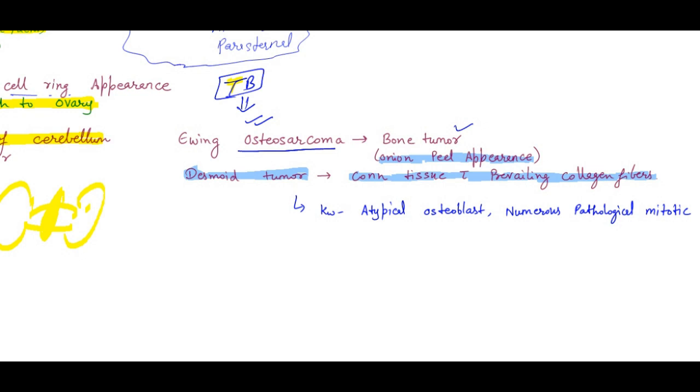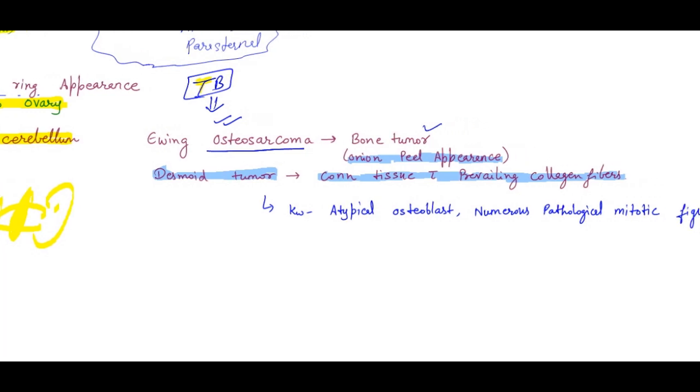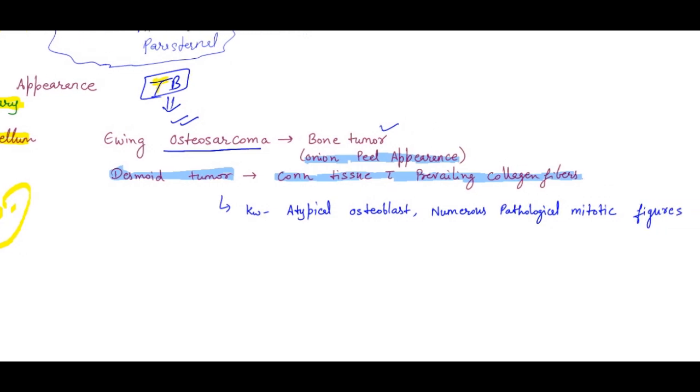The keywords they will give are atypical osteoblasts and numerous pathological mitotic figures. Remember, numerous pathological mitotic figures show malignancy. Mitotic means division is occurring, so more division means more cells will be affected.